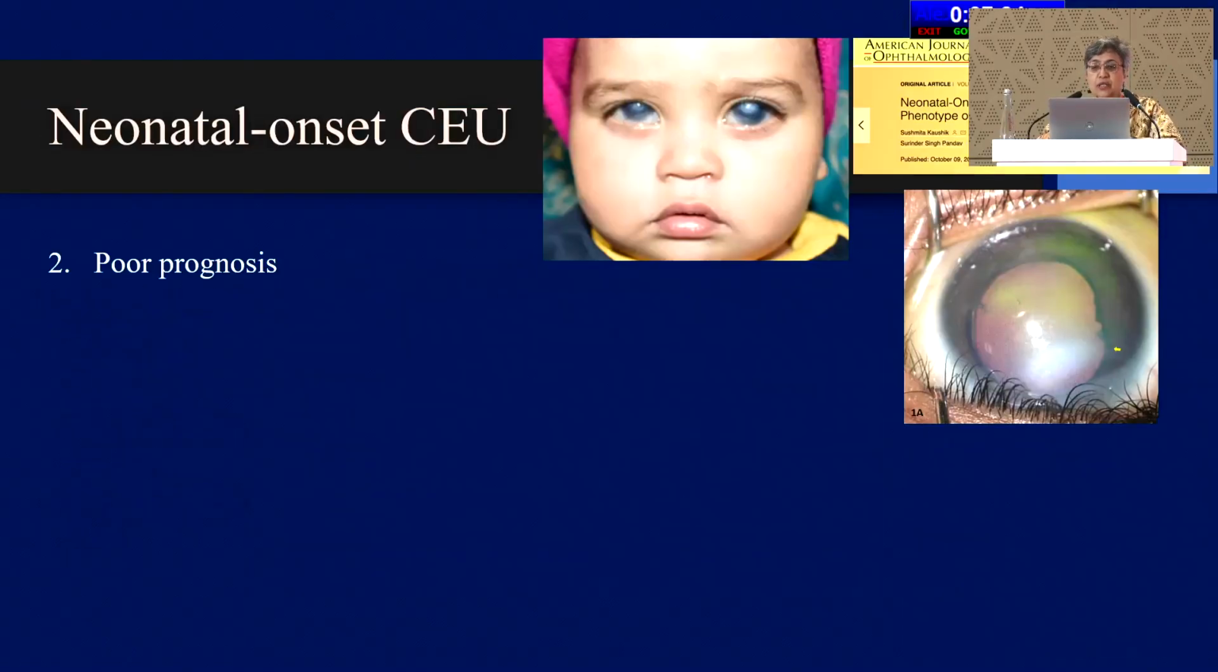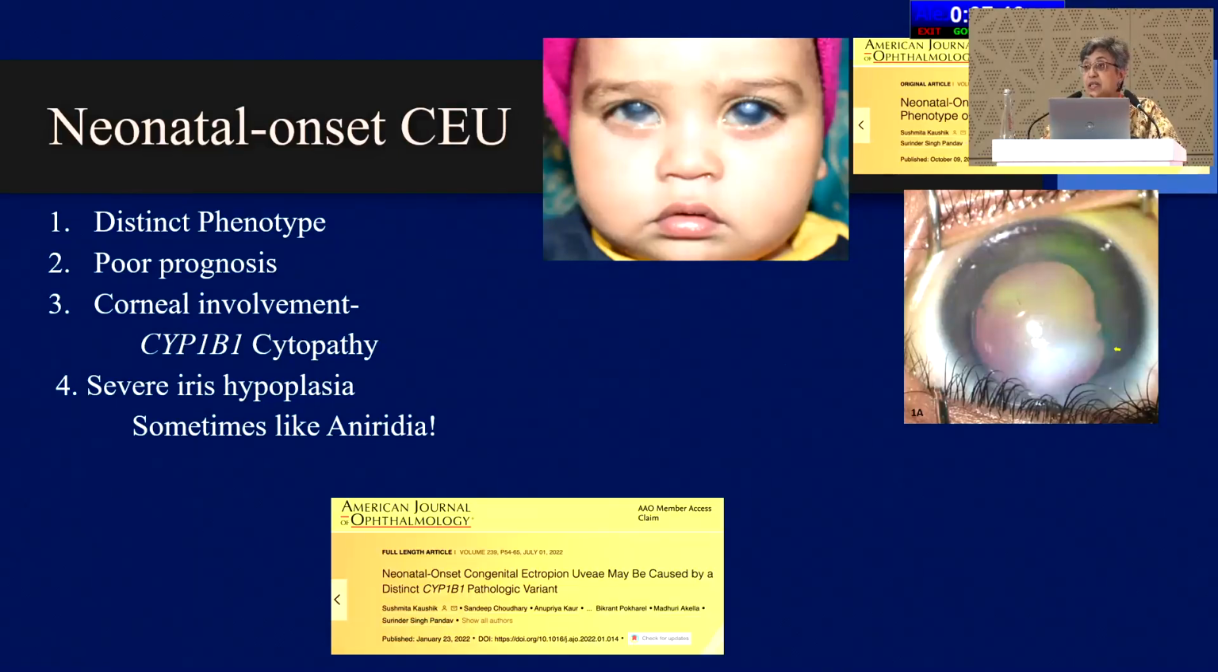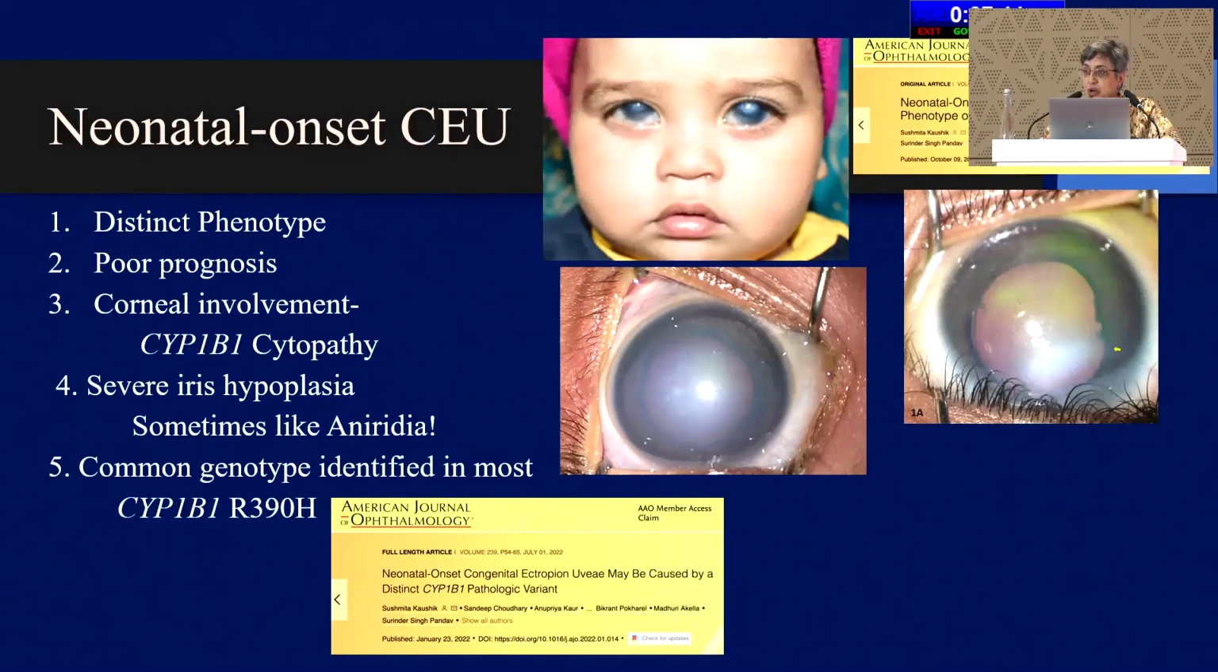Coming to neonatal onset congenital ectropion uvea, it is the most horrible glaucoma that we know. These are what these children look like once you do the surgery. There's ptosis, there's a pannus, and there's a spindle-shaped corneal opacity, which Dr. Ken Nischel has described as CYP1B1 cytopathy. We described this phenotype in neonatal onset glaucoma, which were hitherto all considered PCG. It's not true. You can see that ectropion.